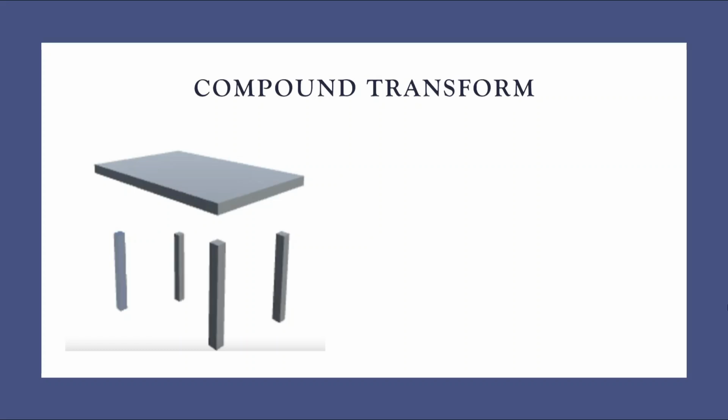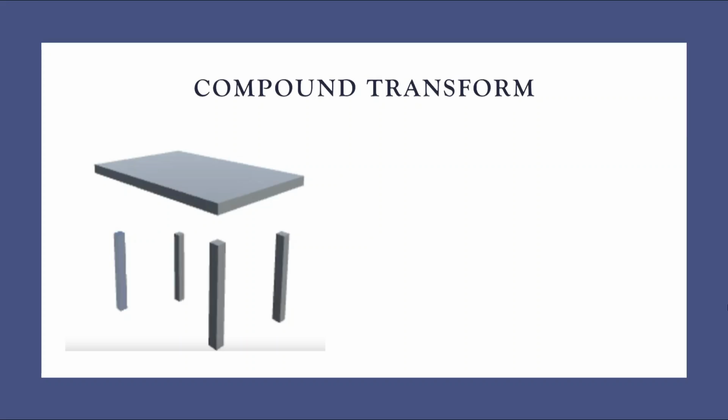You see here, I'm trying to create a table. The table is formed by using four rectangles at the bottom and one cube on the top. So connecting together, it will look like a table. This has been created by using primitive objects.